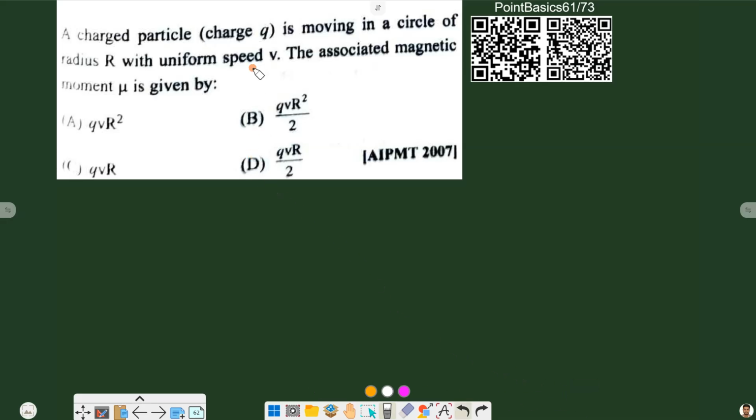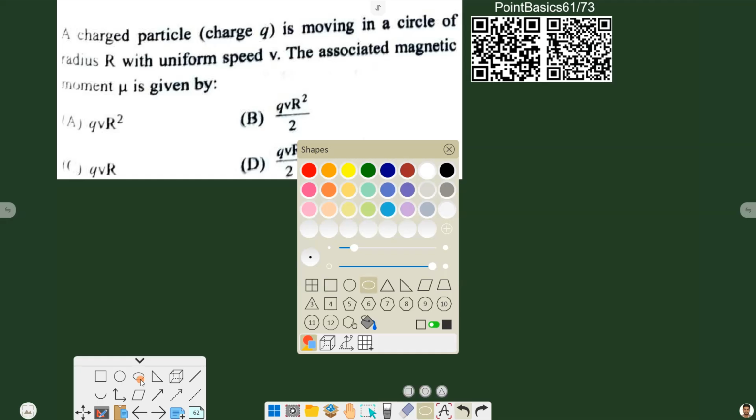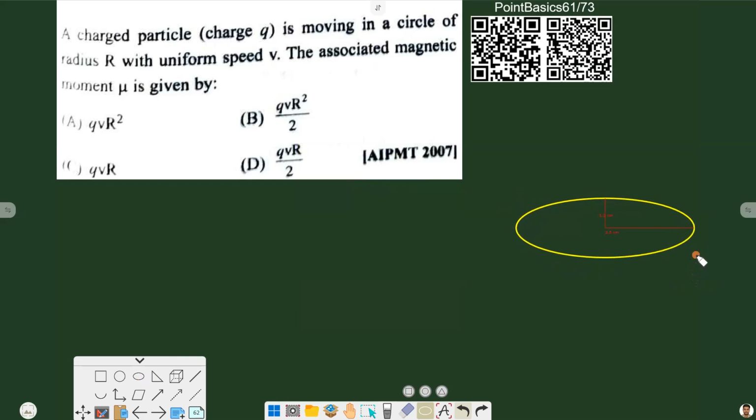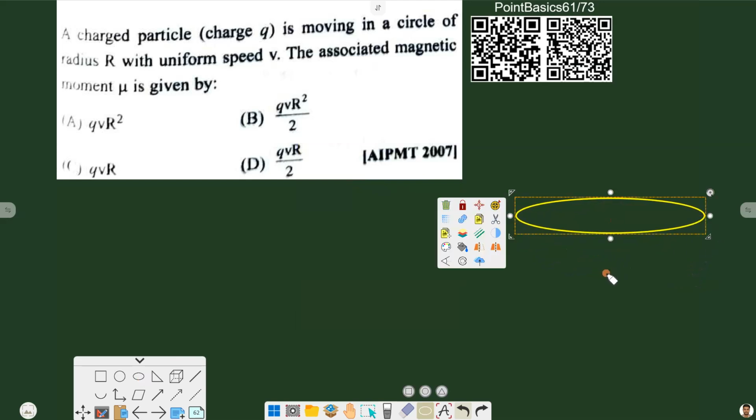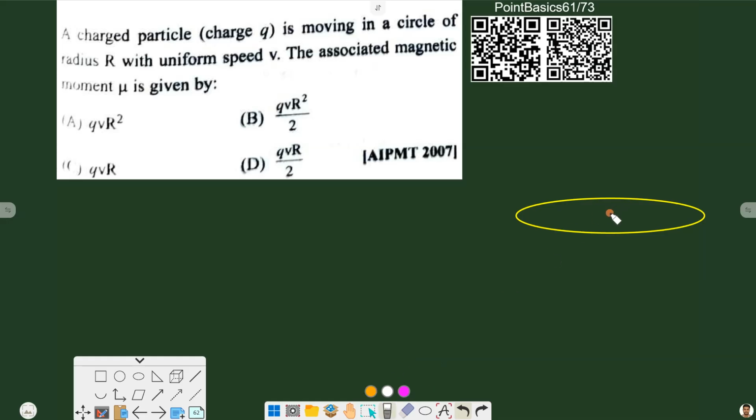A charged particle, charge Q, is moving in a circle of radius r with uniform speed v. We have to find the associated magnetic moment. So we have a charged particle which is moving in a circle. Let's suppose this represents its orbit, this is the center, and this is radius r. Now, whenever we have to find magnetic moment mu, what can we use?